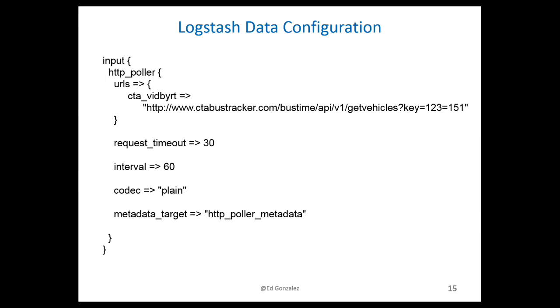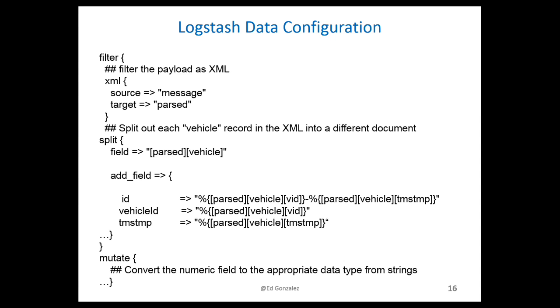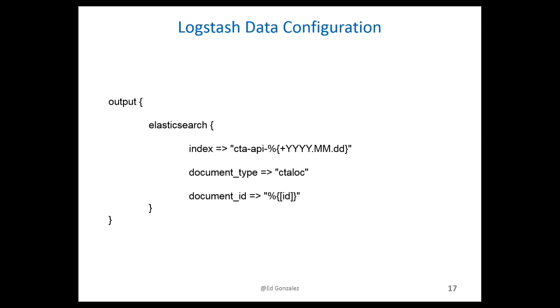In my input, I tell Logstash to use a plugin called HTTP Poller and give it the same URL we used for testing, and then set the timeout and the frequency to pull the data. In our case, we are pulling the data every 60 seconds. Our filter section is by far the biggest, so just to highlight, we tell it that our data is in XML format and how to parse it. And then finally, the output section.